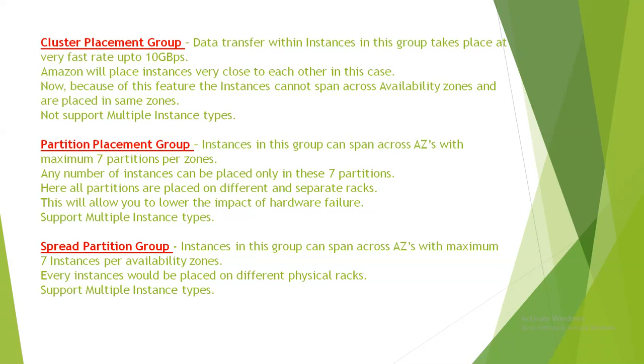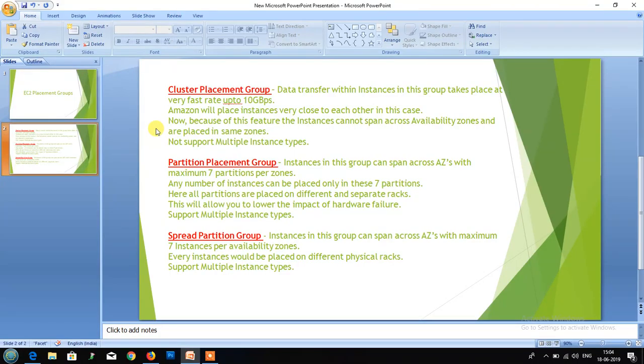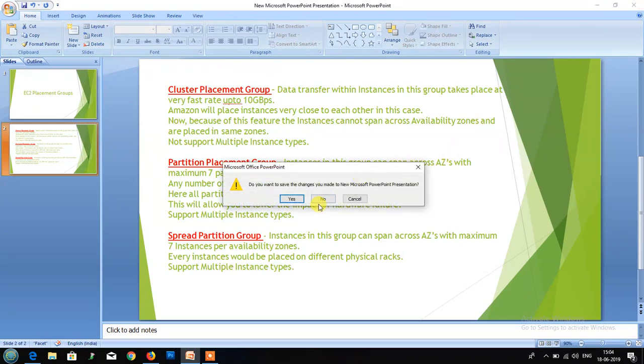So at the time of creation you have to select the type of instance. See, here in cluster placement group, this group doesn't support multiple instance types. But in partition and in spread, they both support different types of multiple instances. So this was the difference between these three groups. Now let us close this presentation.